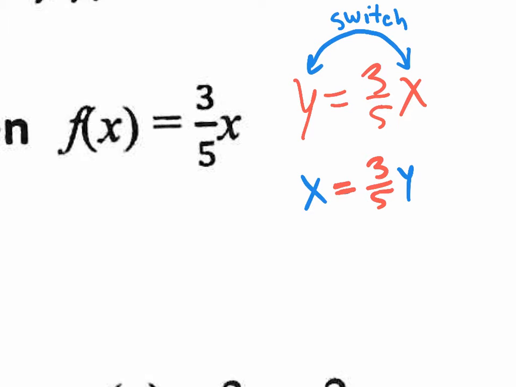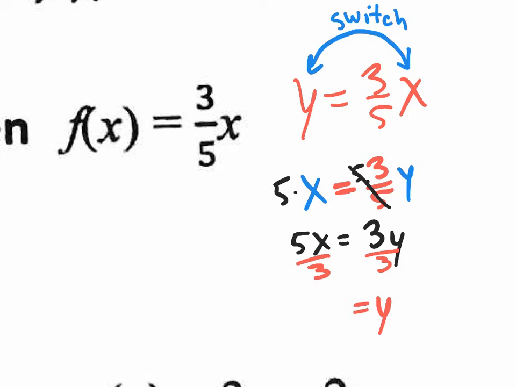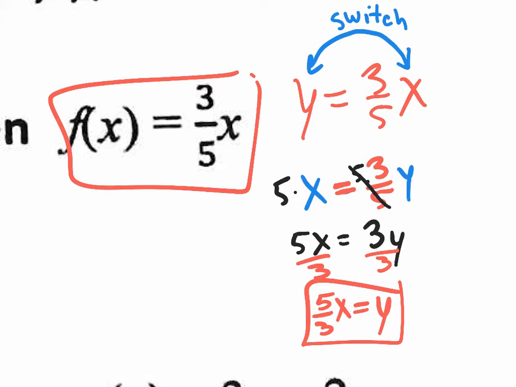Solve for y. Okay, so I need to solve for y. I need to get rid of this fraction 3/5. Multiply by 5. What you do to one side, do to the other side. You'll have 5x equals 3y. Final step will be what? Divide by 3, divide by 3. So you're going to have y equals 5/3 x. So this is your inverse function of the original f of x. If I wanted to state that's my inverse function, the appropriate notation will be f with that little -1 equaling 5/3 x.